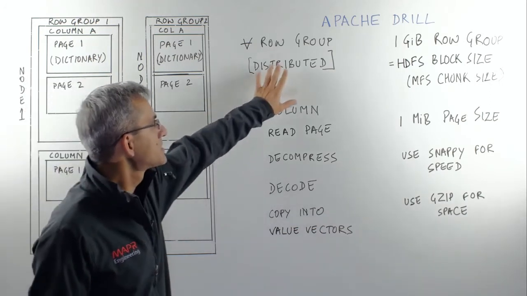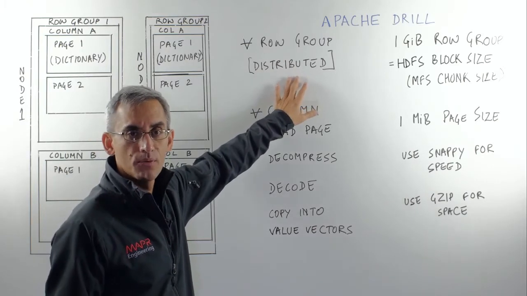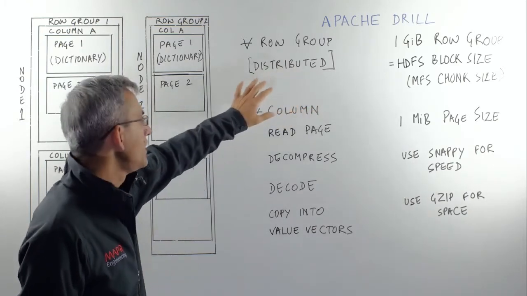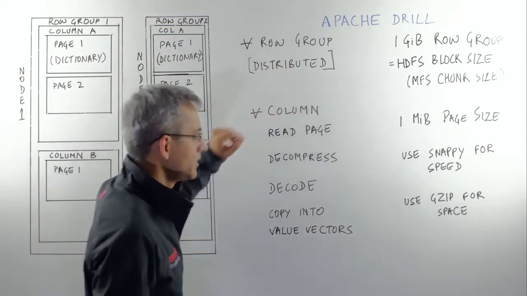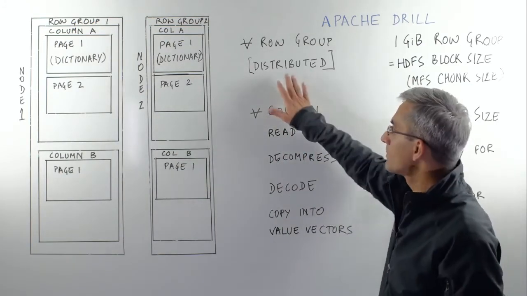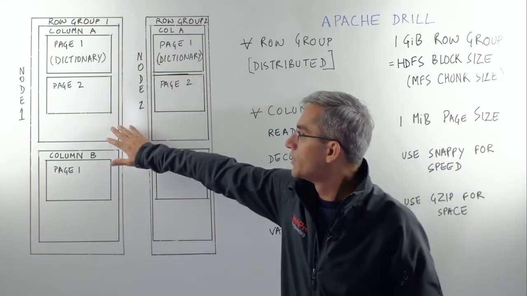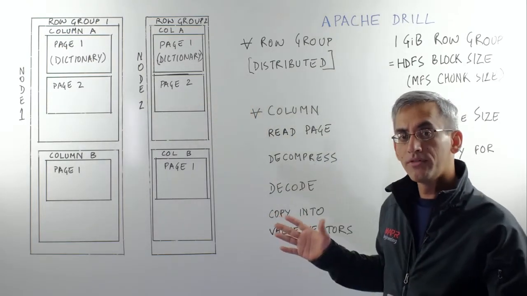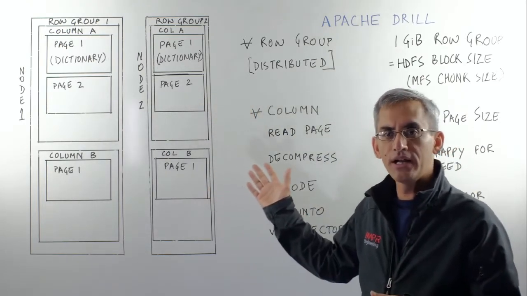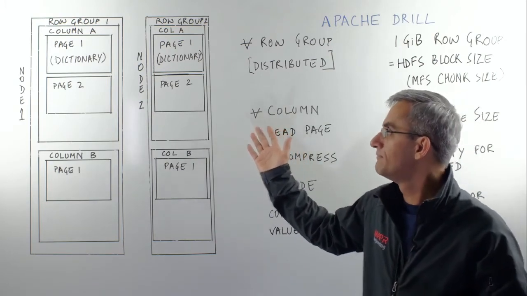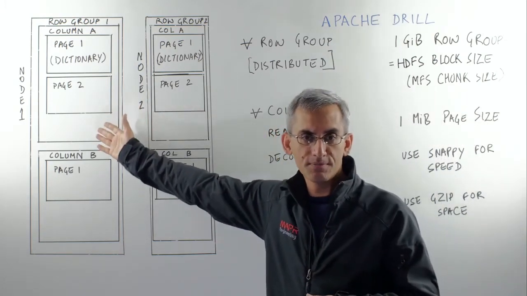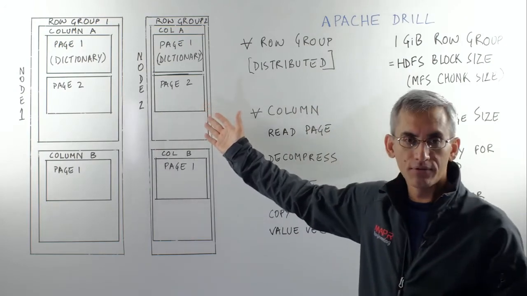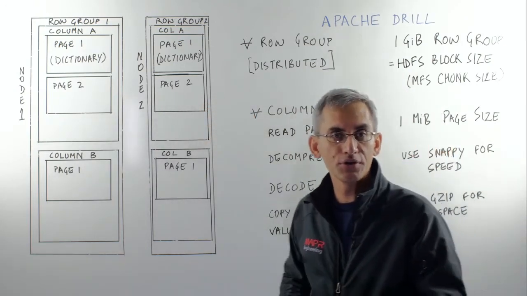And what it'll do is start a distributed operation where it will start by reading row group 1 on node 1, and it'll read row group 2 on node 2. That way, there is no network traffic while reading data for row group 1, because the data is being read locally. And the same thing for row group 2, which is being read locally on node 2.